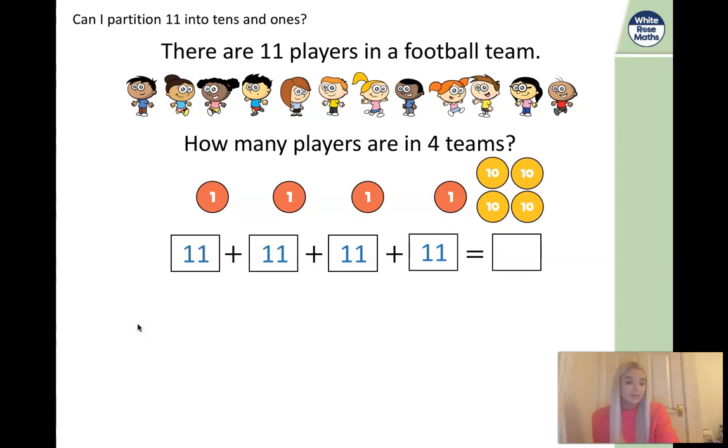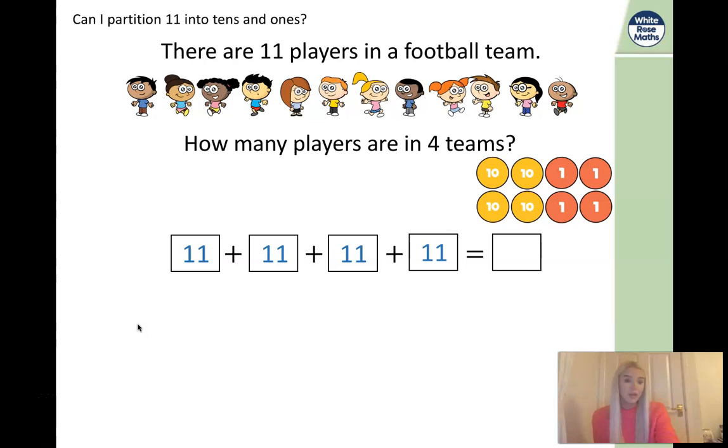So we have 4 10s, which is 40. And we can add our 1s together. And we have 4 1s, which is 4. Now 40 add 4 is 44. So that is our answer.